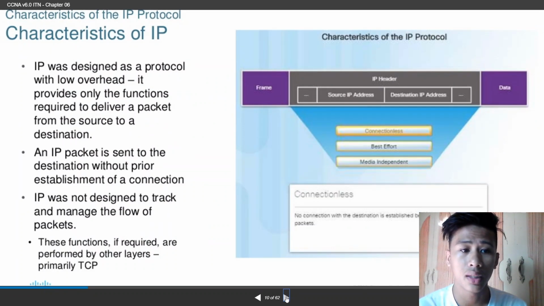Characteristics of IP. It is designed as a protocol with low overhead. It provides only the functions required to deliver a packet from the source to the destination, and the IP packet is sent to the destination without prior establishment of a connection. And IP was not designed to track and manage the flow of packets.